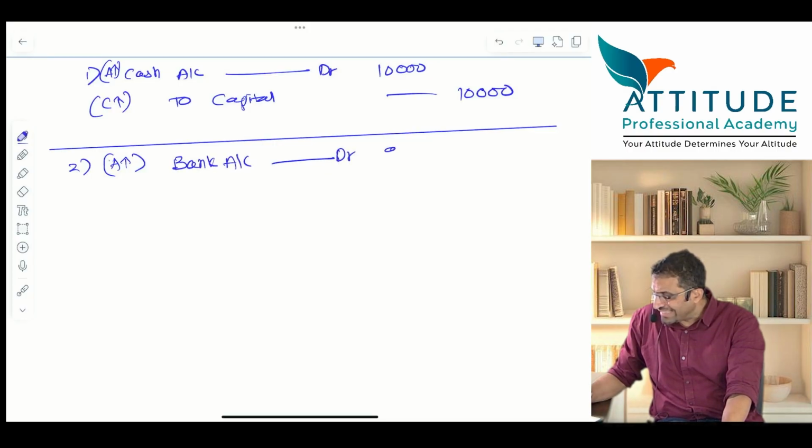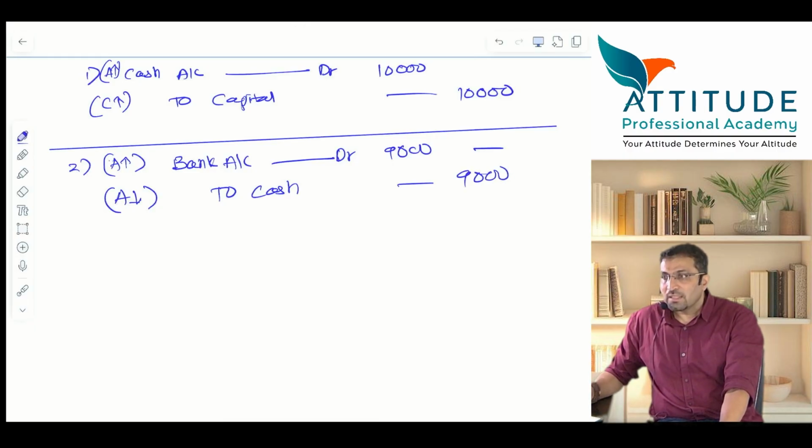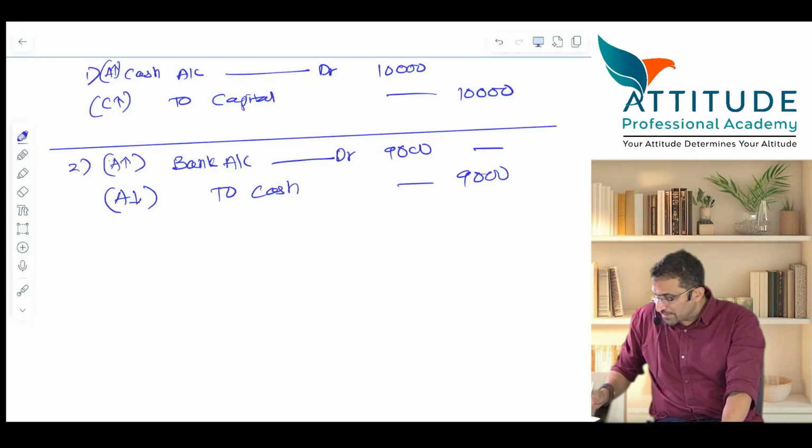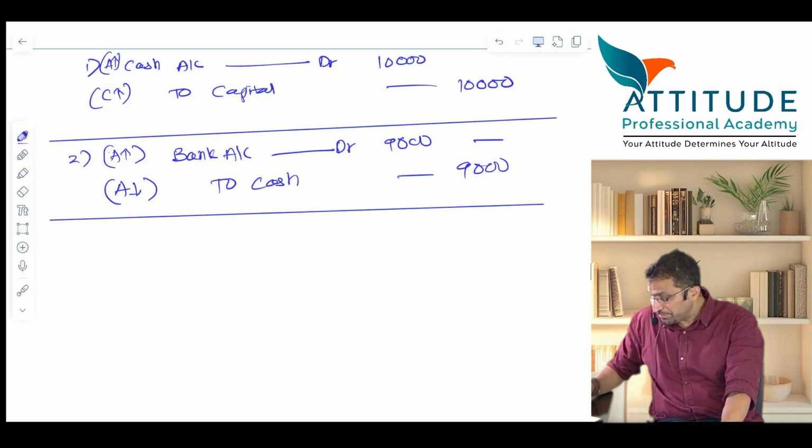Bank account debit 9,000 to cash, asset reduces. Keep speaking. One asset increases, one asset reduces. Repeat. Bank is an asset, increases. Cash is an asset, decreases. Clear? Okay. This is how you have to explain it in class.